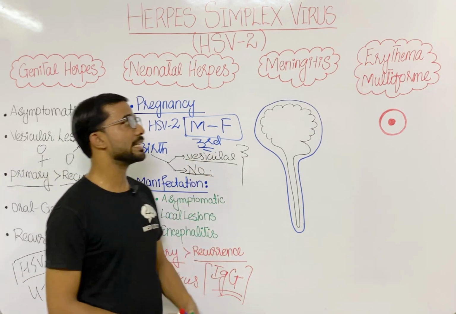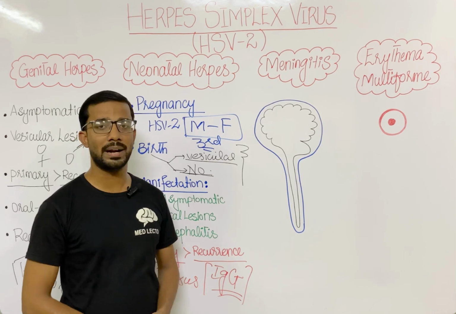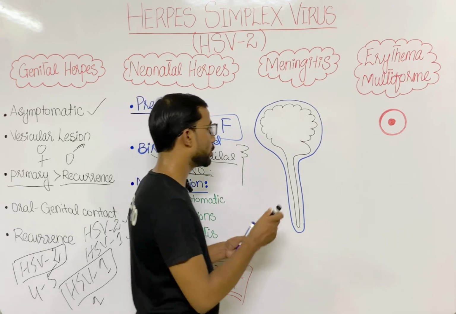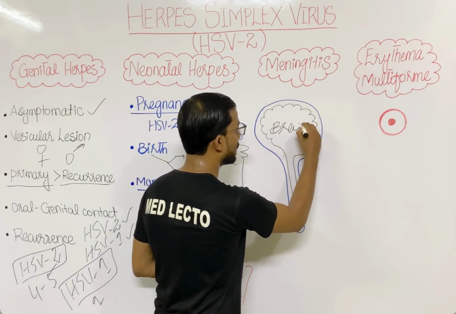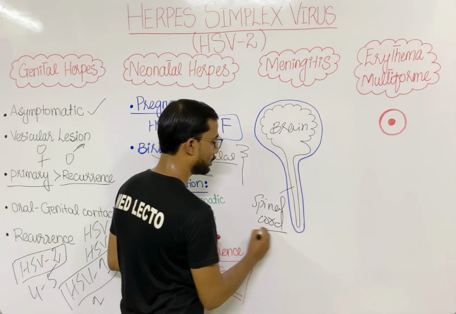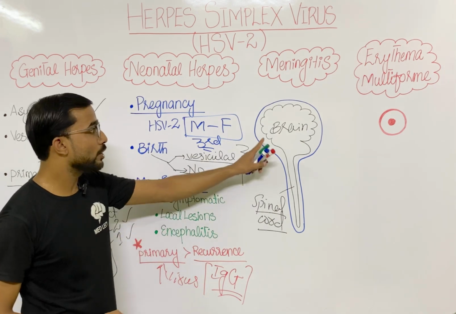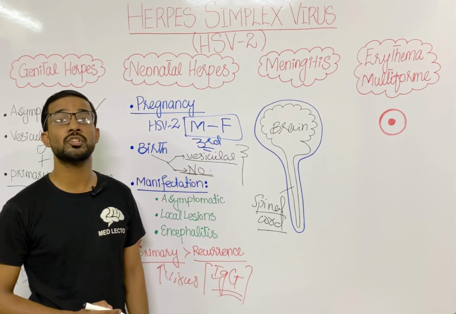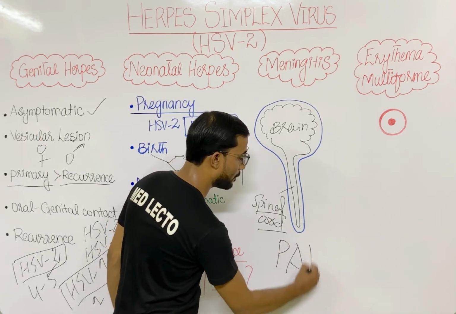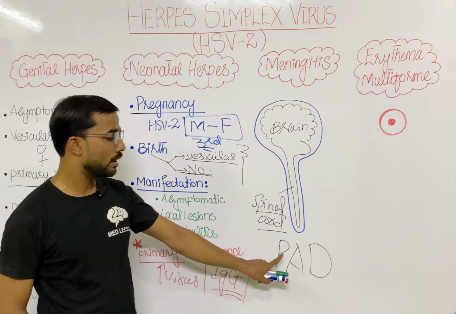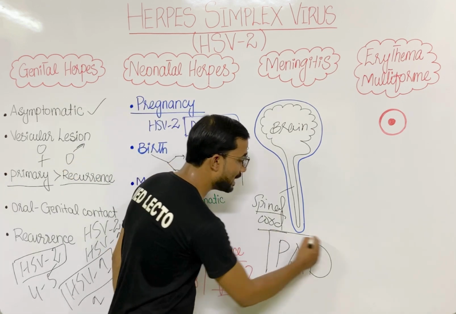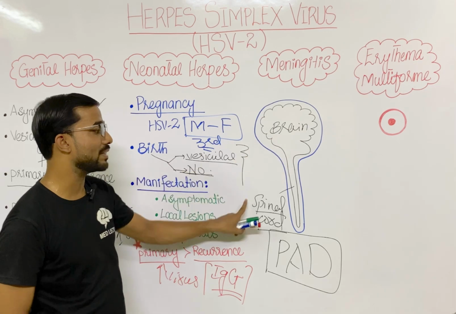Okay. Next is the asymptomatic meningitis caused by herpes simplex virus type 2. Basically, you will see the brain and the spinal cord. That is our central nervous system. Around the brain and the spinal cord, you will see three layers, also known as the meninges. That will be the pia mater, arachnoid mater, and the dura mater. So these are the three layers that surround the brain and the spinal cord.